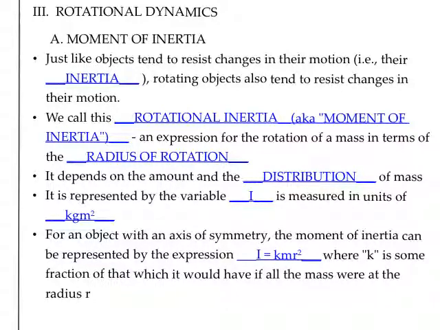For Roman numeral 3, we're going to look at rotational dynamics. So we've looked at the analogy to go from linear to rotational motion. We've had kinematics, and now we're going to apply that rotational motion to dynamics, which means we will be dealing with forces. So think back in your notes to Newton's laws. You may want to pull those out for this chapter to help you study.